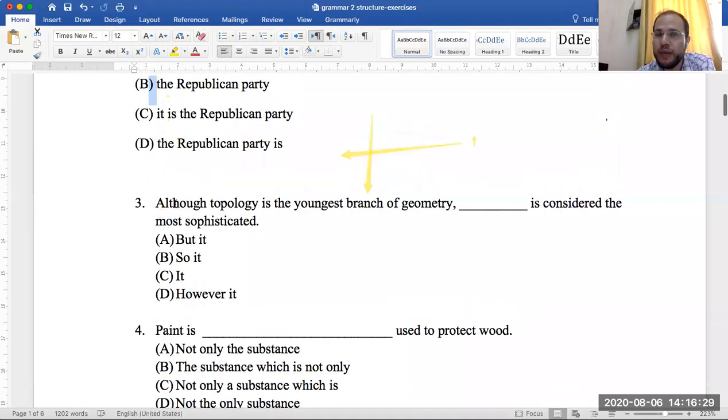Although this is a complex sentence. Although topology is the youngest branch of geometry. There is a subject, topology. There's a verb is here, and this is the completion of the sentence. This is the dependent subordinate clause.